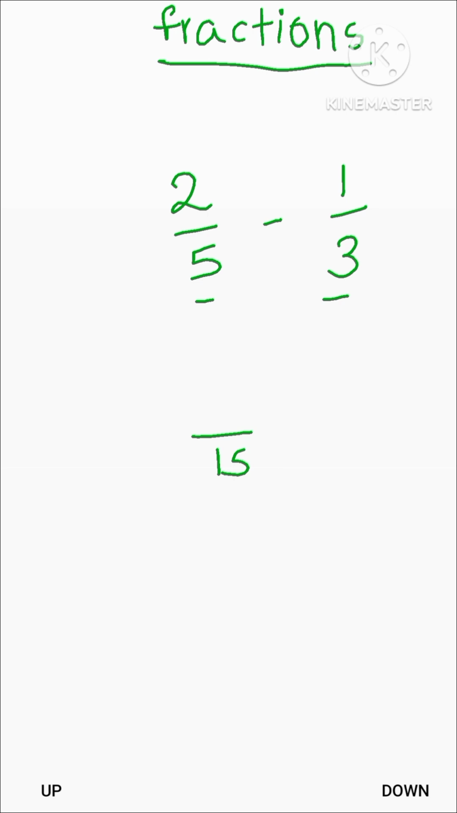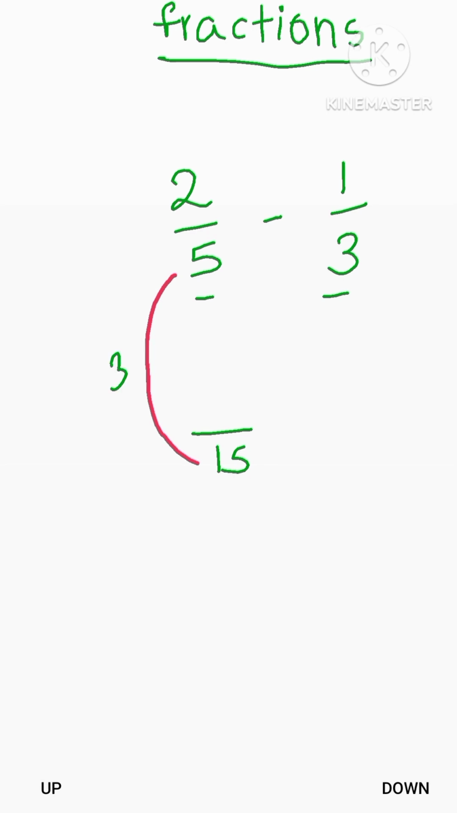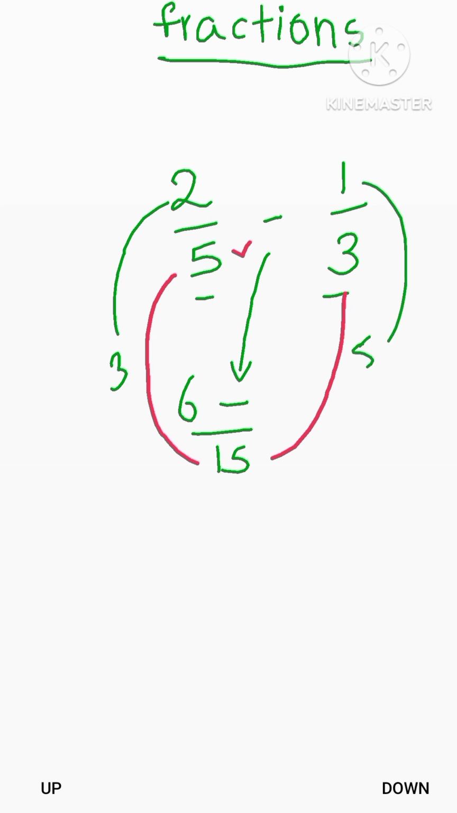Okay. So here divide 15 with 5. So 15 by 5 means 3. Multiply 3 and 2. That means 6. So the sign is minus and divide 15 with 3. So the result is 5. Multiply 5 and 1. Okay. So 5 into 1, 5. So the answer is 6 minus 5 is equal to 1 by 15. The answer is 1 by 15.